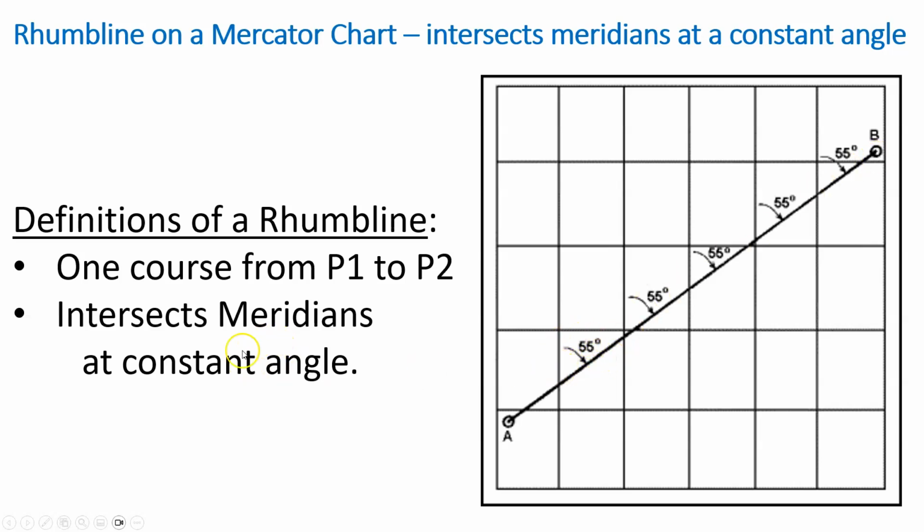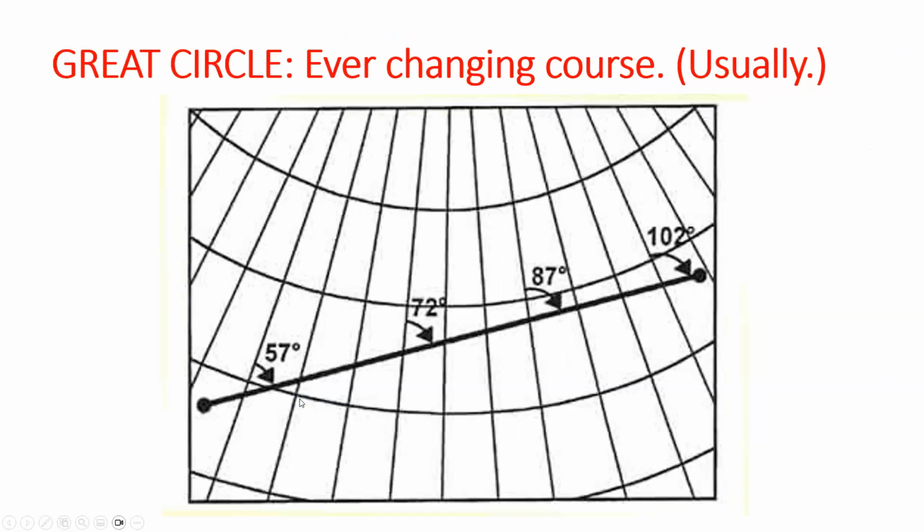So basically that Rhumb line intersects all meridians at a constant angle. But it's not the shortest distance on the Earth, usually. All right, so this is a representation of a gnomonic chart. Now this one looks a little bit different.